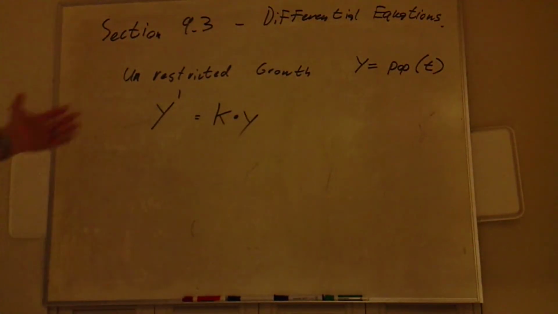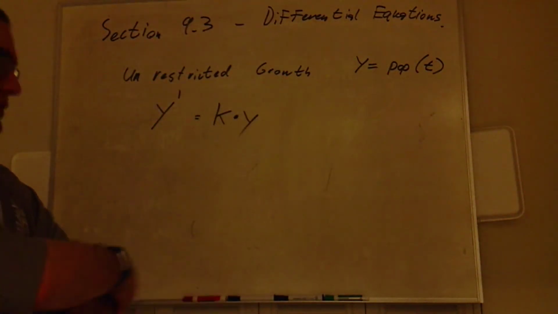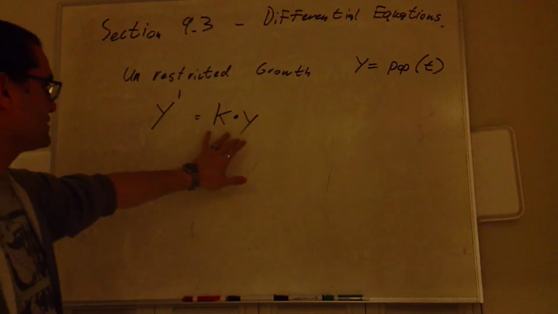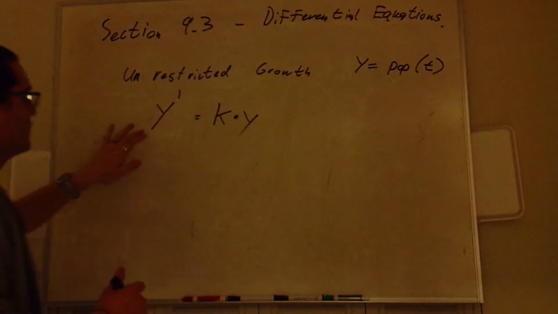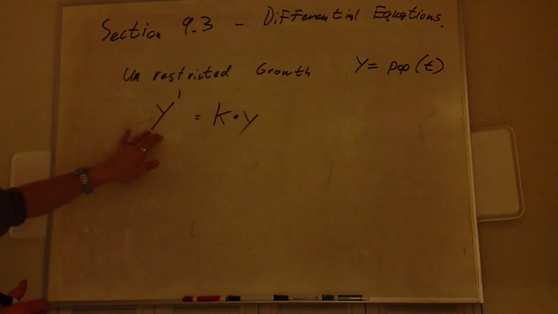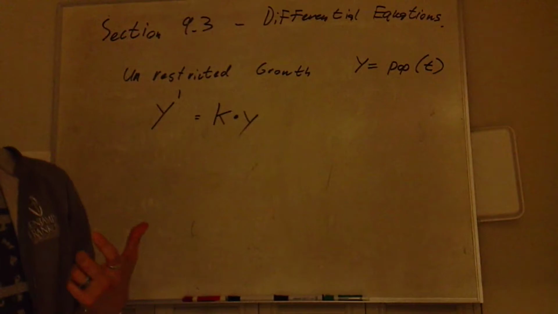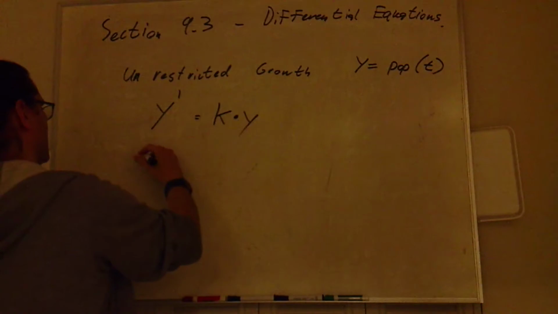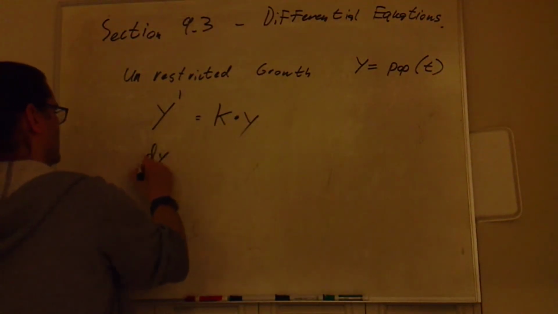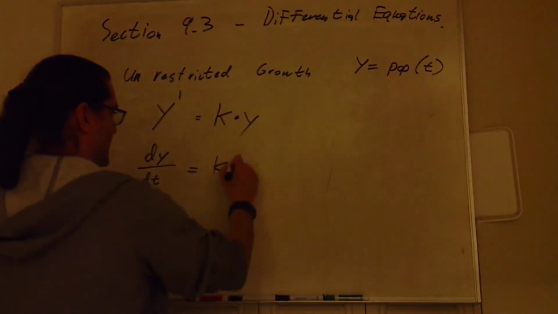So this is sort of like our baseline differential equation. And here's how we're going to solve this. I'm going to replace y prime, because we've talked about this notation. Y prime was Newton's notation. For most of Calc 2 we've been using Leibniz's notation, which would instead be written as the change in y over the change in t. So I'm just going to change it to that.